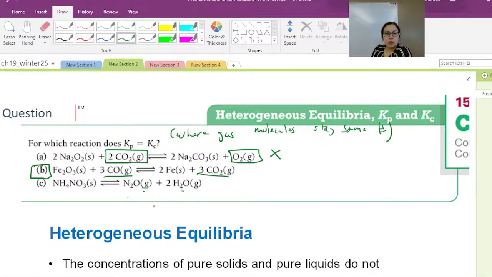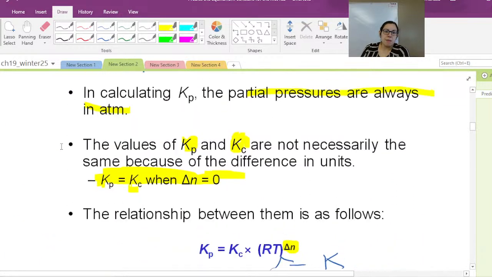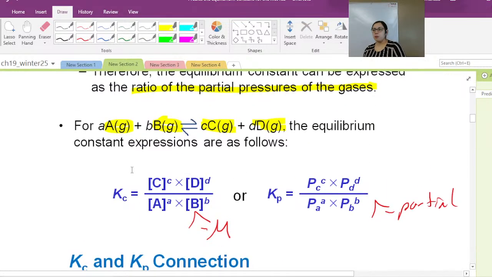What is Kp and Kc? Remember, Kp is just when we use pressures, so we're expressing these in terms of partial pressure versus expressing them in terms of molarity. Let's recap then, because basically they were the same equilibrium expression. We just had molarity versus partial pressure.